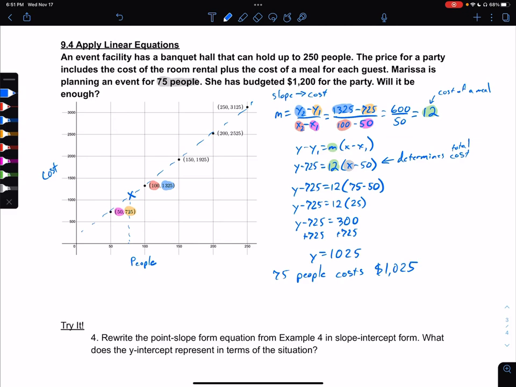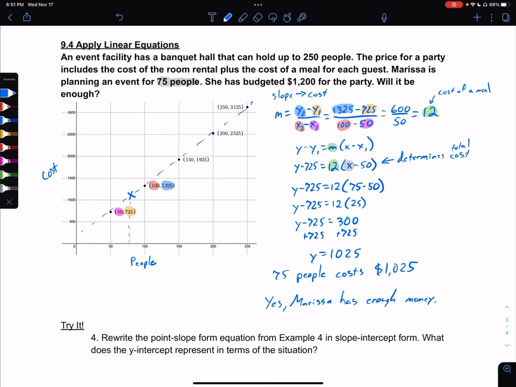The question is that Marissa has budgeted $1,200. Is that enough money for the party? Well, 1,200 is more than 1,025. So will it be enough? Yes, Marissa has enough money.